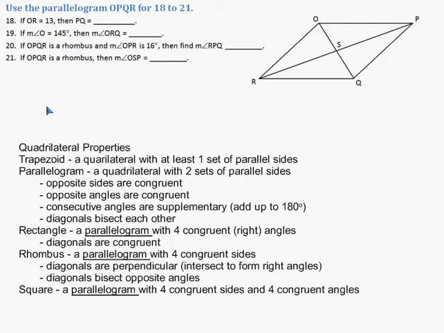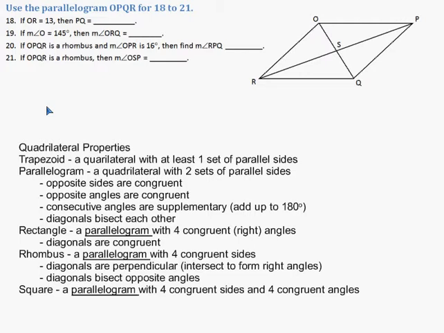So in a rectangle, opposite sides are parallel, opposite sides are congruent, opposite angles are congruent, consecutive angles are supplementary, and diagonals bisect each other. That's true in a rectangle because a rectangle is a parallelogram. A rectangle has its own special property, the fact that diagonals end up being congruent to each other.